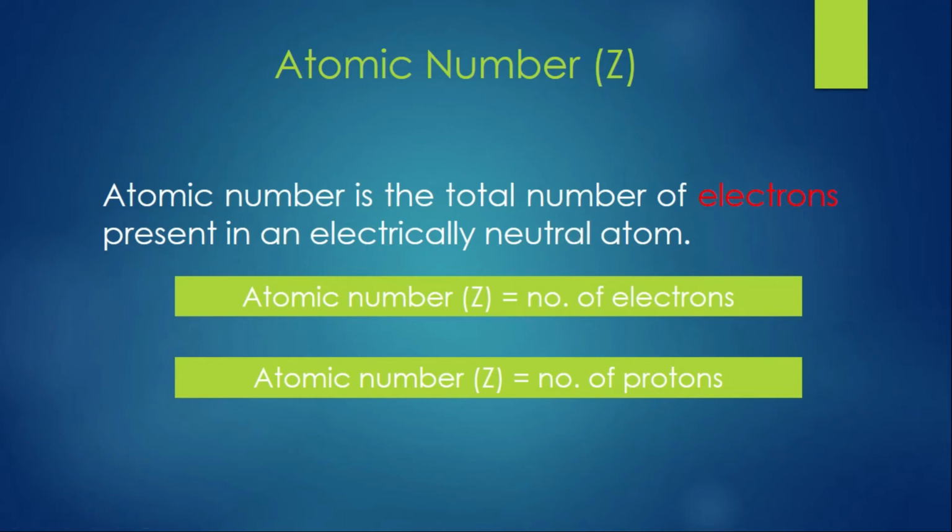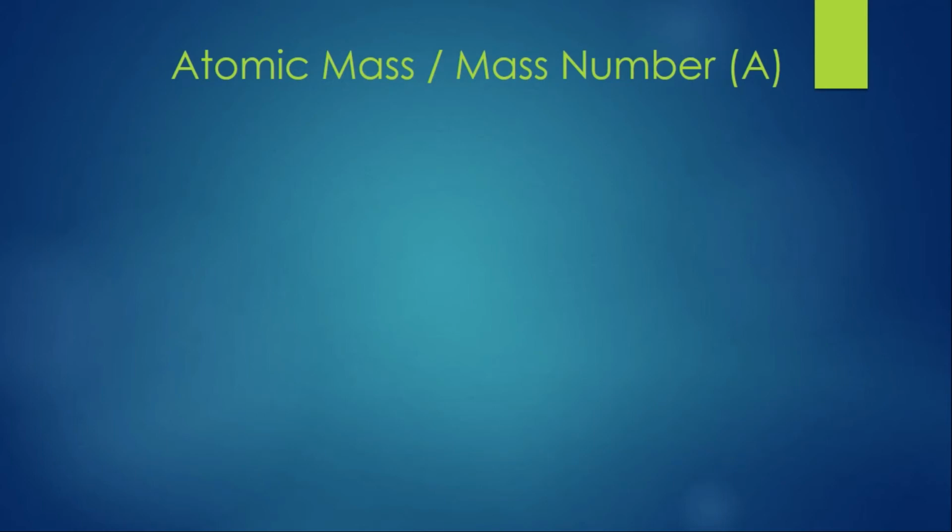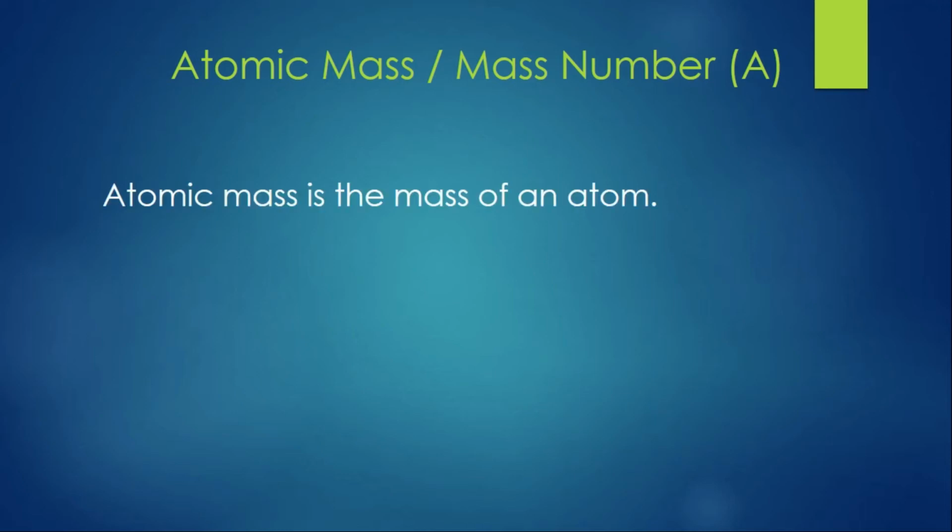Now the next property of an atom is its mass, known as atomic mass or mass number, represented by capital letter A. This atomic mass is simply the mass of an atom.